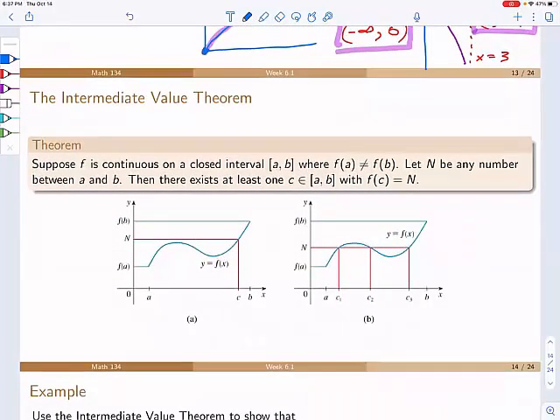Okay, so the intermediate value theorem. So this says that we're going to suppose a function is continuous on a closed interval where f of a and f of b are not the same. So we have this f of a value and f of b value, and there's an n value that's between them because f of b and f of a are not the same.